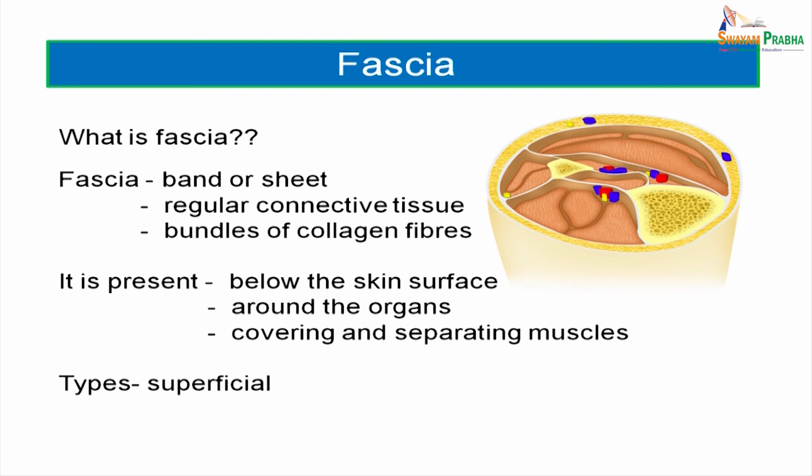So, what are the types of fascia? We have superficial fascia, we have deep fascia, and we have subserous fascia. So, subserous is very minimal in presence. So, it is predominantly the superficial and deep which we are concerned with. So, coming to superficial fascia, this can be synonymously used with hypodermis or the subcutaneous region.